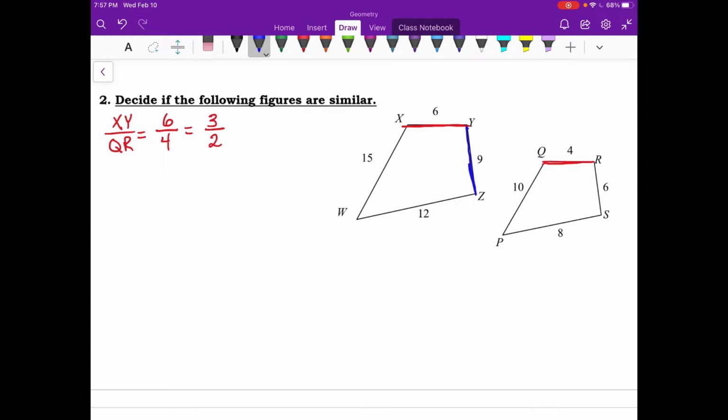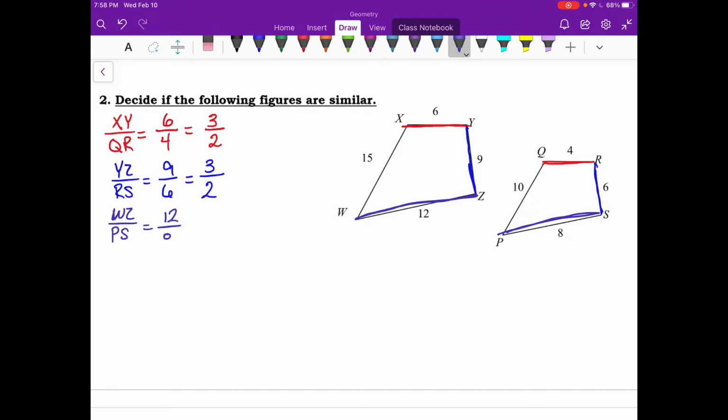Check YZ and RS. So it'll be YZ over RS, which is 9 over 6, which reduces again to 3 over 2. And I'll do it again. WZ over PS is equal to 12 over 8, which again reduces to 3 over 2. So far, so good. They're all the same proportion. If the last one is the same, then I know that they are similar.